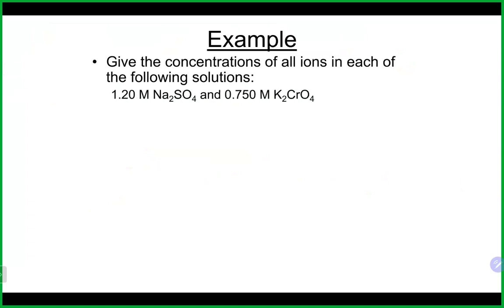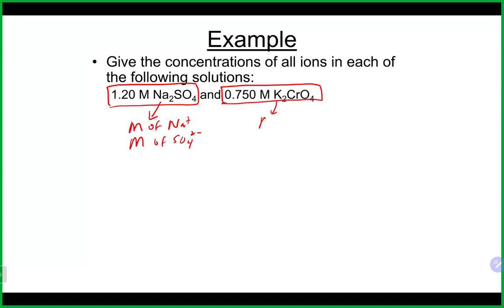Okay, so I think we finished with that example last time. So let us take a look at this. We're looking for what is the concentration of each of these ions in these 2 separate solutions. So for this solution here, I want to know what is the concentration or molarity of the sodium ions and what is the molarity of the sulfate ions. And separate from that, for this solution here, I want to know what is the molarity of the potassium ions and the molarity of the chromate ions. So why don't you take a moment, I think we talked about this last time as well, and see what you come up with here.